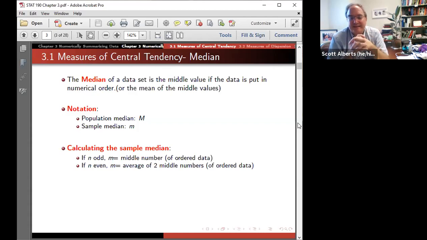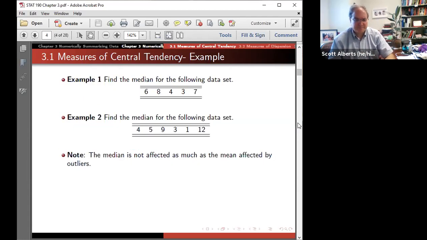Again, calculating it is, you know, the computer does it for you very easily, but if you just think of you're gonna sort the data from smallest to biggest and then count in. If we have two points, we take the average of those. Okay, so here's just a quick example. Again, these aren't in order, so your first step would be to put these in order, 3, 4, 6, 7, 8. And if you do that, 3, 4, 6, 7, 8, it's easy to say that 6 is the middle.